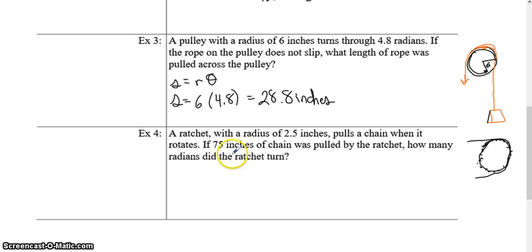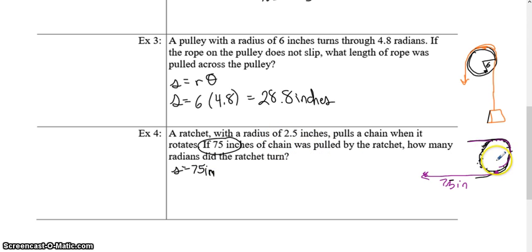So this time we know 75 inches of the chain. So let's say we start here. This piece right here gets pulled 75 inches. Really, when you think about it, 75 inches of the chain gets wrapped around that circle. Again, that's the arc length. That's really S. So this here is really the arc length.